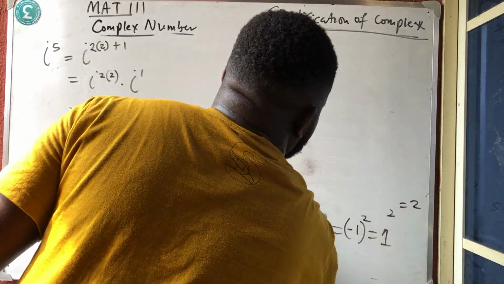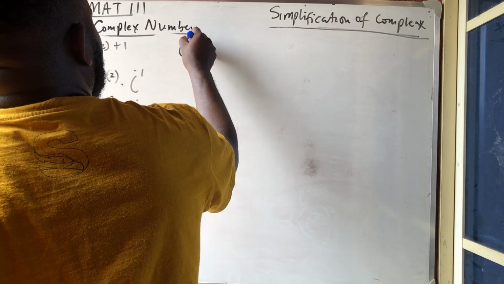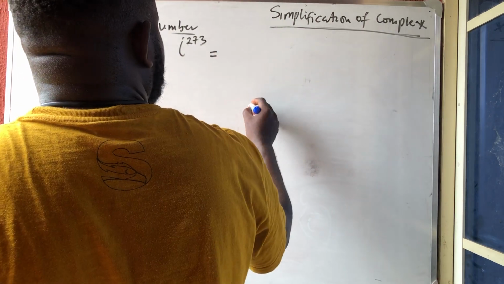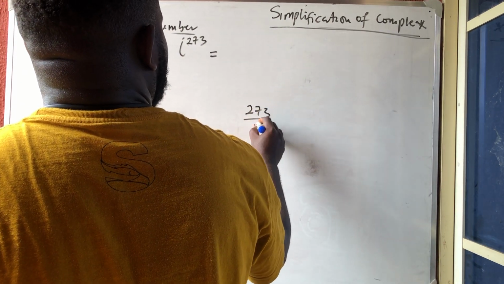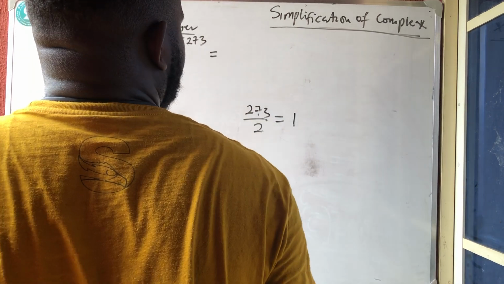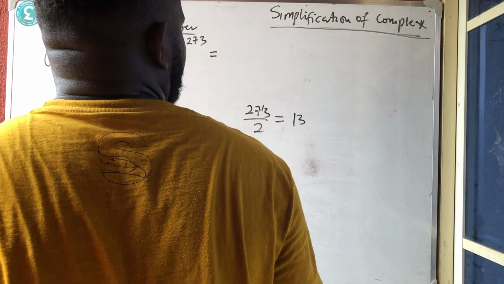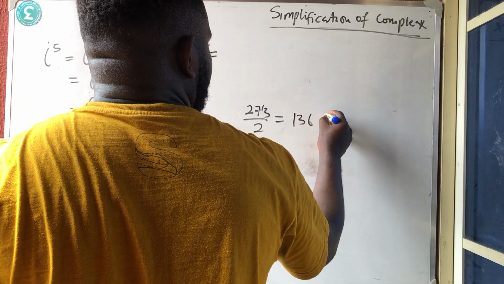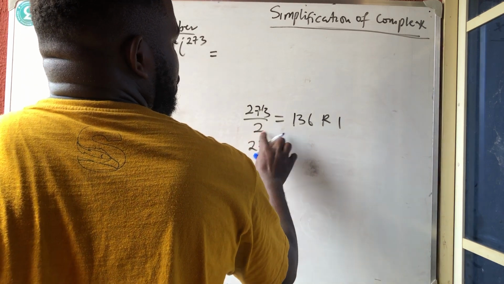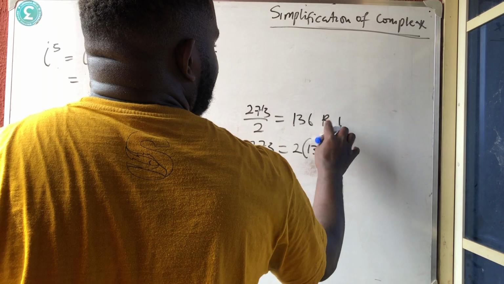So look at this now. Look at, for example, i raised to power 273. For example, this is equal to, just say 273 divided by 2. So what do you have? 2 divided by 2, 1. 2 divided by 7 is 3 remainder 1. Put it here, 13. 2 divided by 13, you have 6 remainder 1. So which means 273 means 2 times this, 2 bracket 136. Remainder is plus 1.